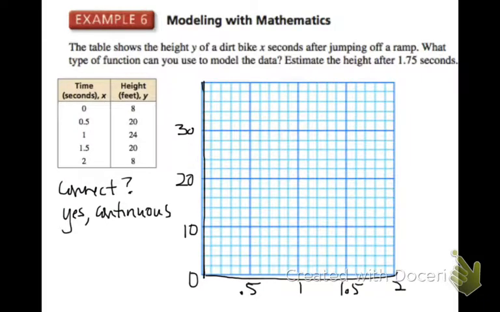Now look at example 6, and this is the last one that we're going to do on this video. So the table shows the height y of a dirt bike x seconds after jumping off of a ramp. What type of function can you use to model the data? Estimate the height after 1.75 seconds.